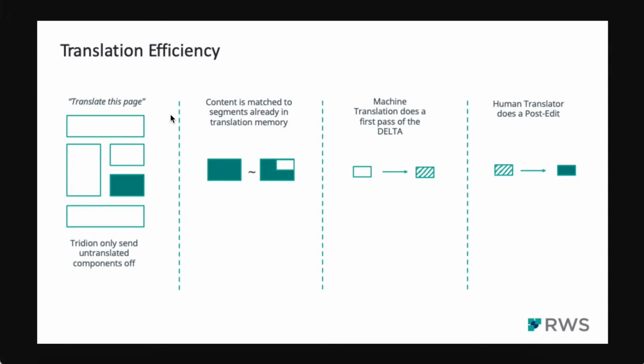It's important to know that with Tridion, if there are components that don't need to be translated, we won't send them off to Trados Enterprise. We're always trying to keep the costs down and make sure that you're not translating things that don't need to be translated. Once the component is received by Trados Enterprise, it's going to be matched against all the content that's in the translation memory.